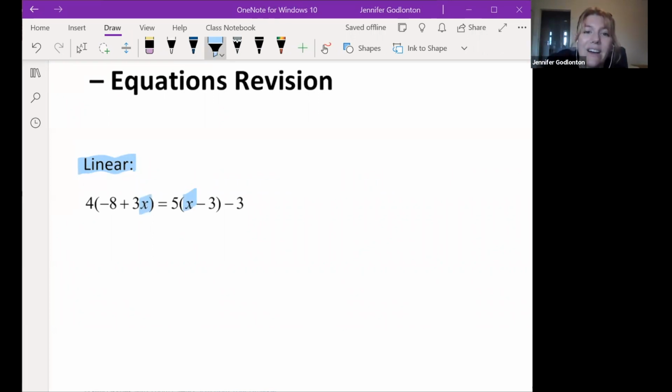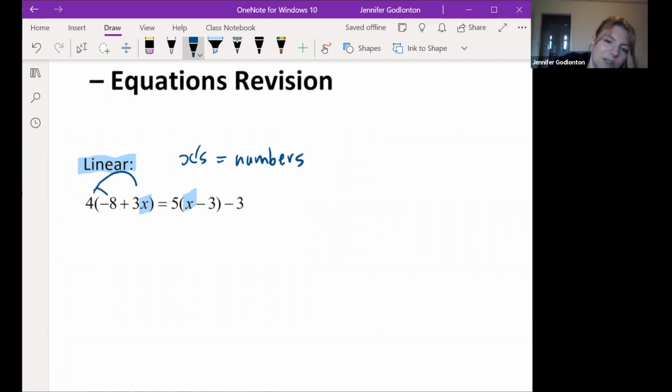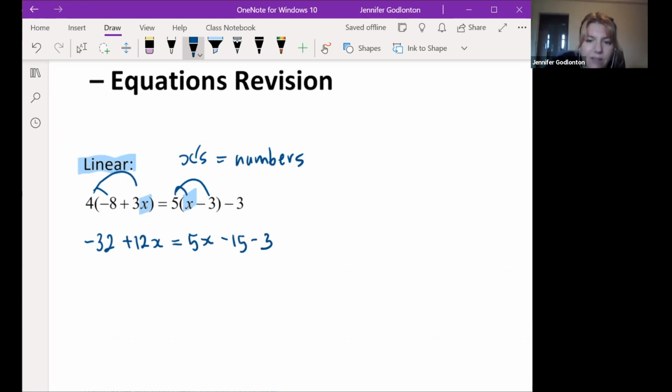Perfect. Now, if it's linear, all we have to do is put x's on one side and numbers on the other side. So when we don't have a square, it's just linear. The first thing we're going to do here is some distribution. So we're going to have -32 plus 12x is equal to 5x minus 15 minus 3.